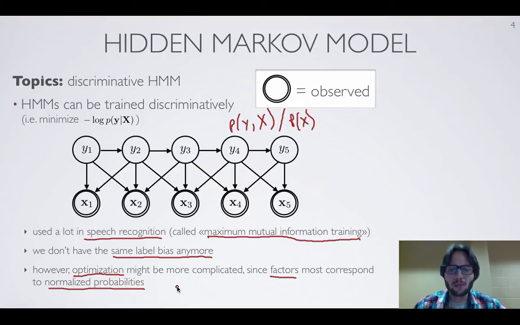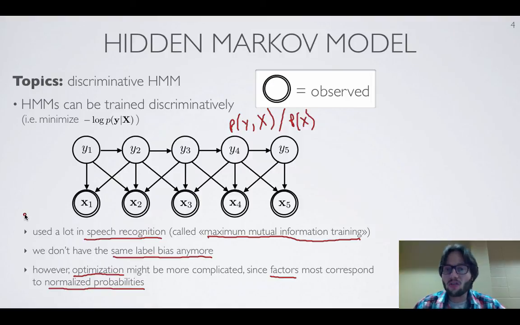It can also be somewhat difficult to define a good distribution over the sequence of inputs x. If the vectors x1, x2, and so on are real valued vectors, defining a distribution over real valued vectors is not a trivial thing to do. Whereas in CRFs, because they're conditional, we totally sidestep this problem, and yet we don't suffer from the label bias problem, much like in the discriminative HMM.